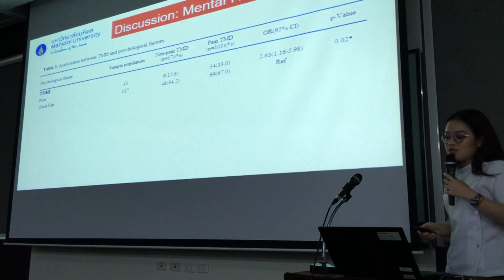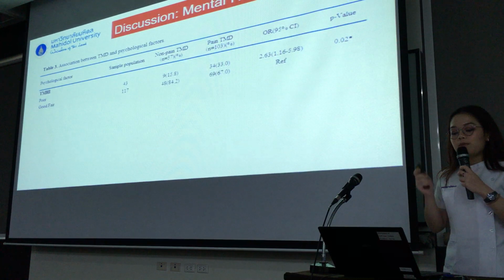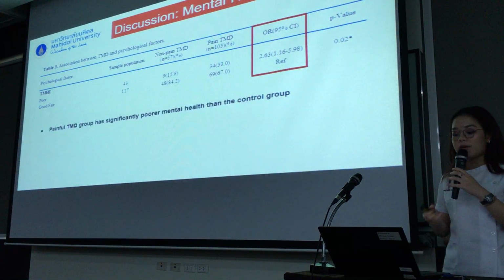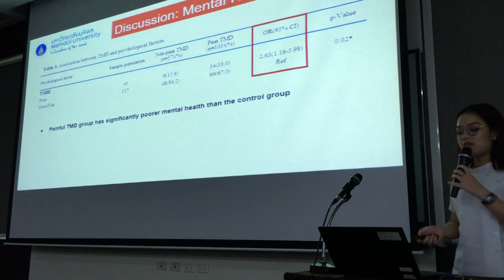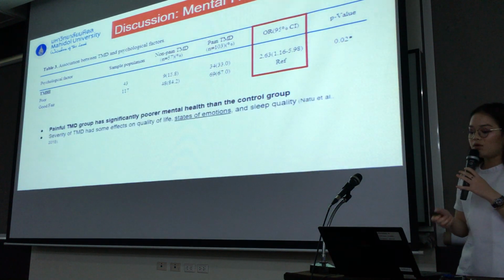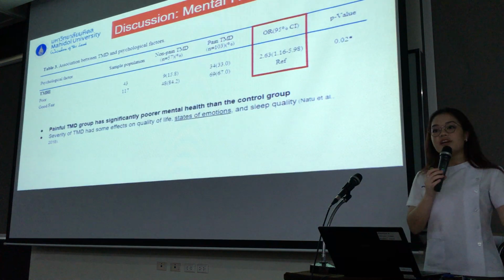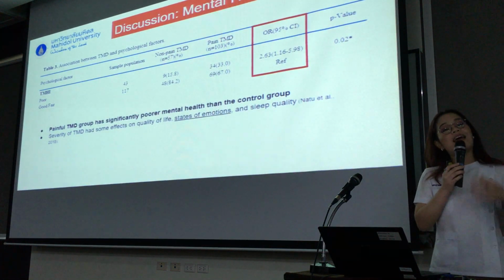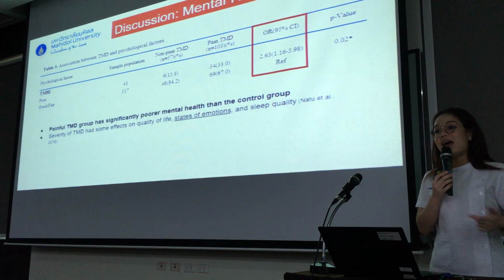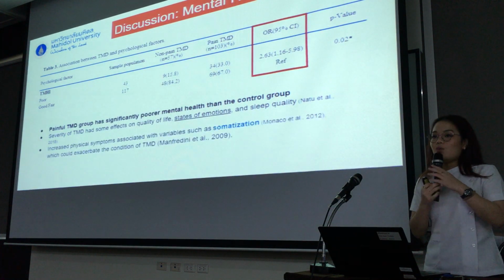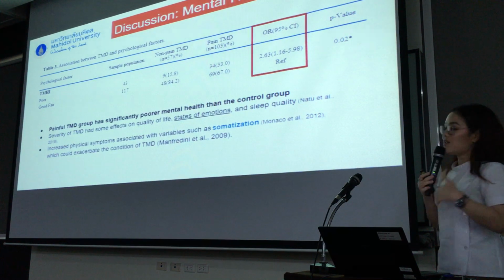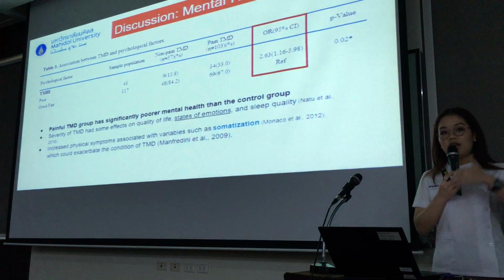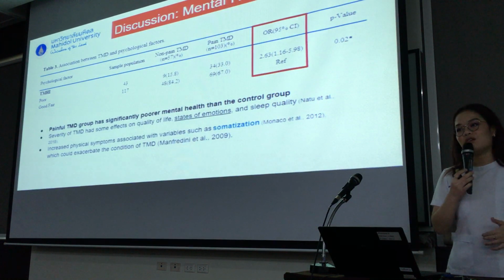And as for psychological factors, patients with poor mental health are 2.63 times more prone to painful TMD when compared to patients with good mental health. This is because the severity of TMD has some effects on the quality of life, especially the state of emotion and sleep quality. And increased physical symptoms associated with variables such as somatization could also exacerbate the condition of TMD.